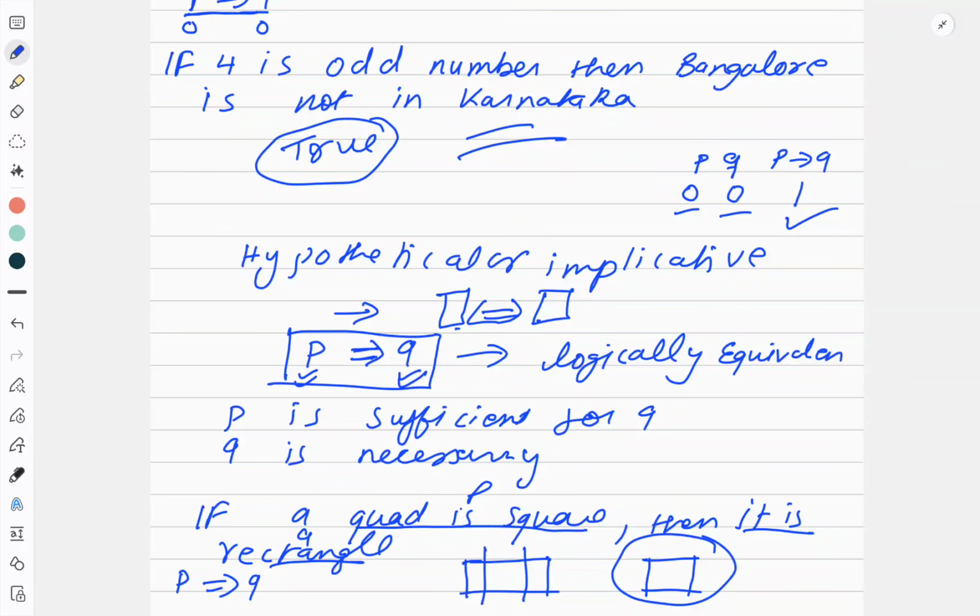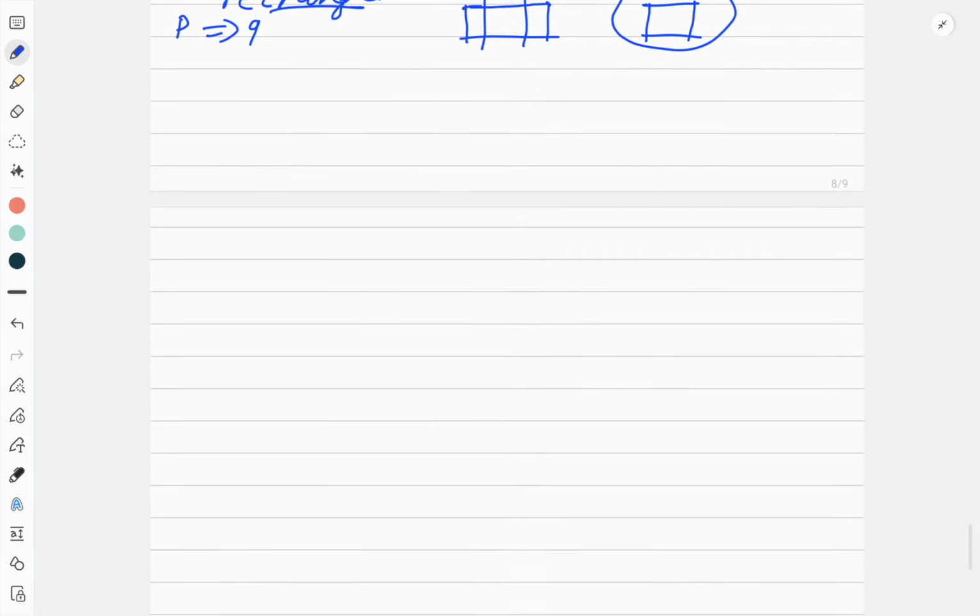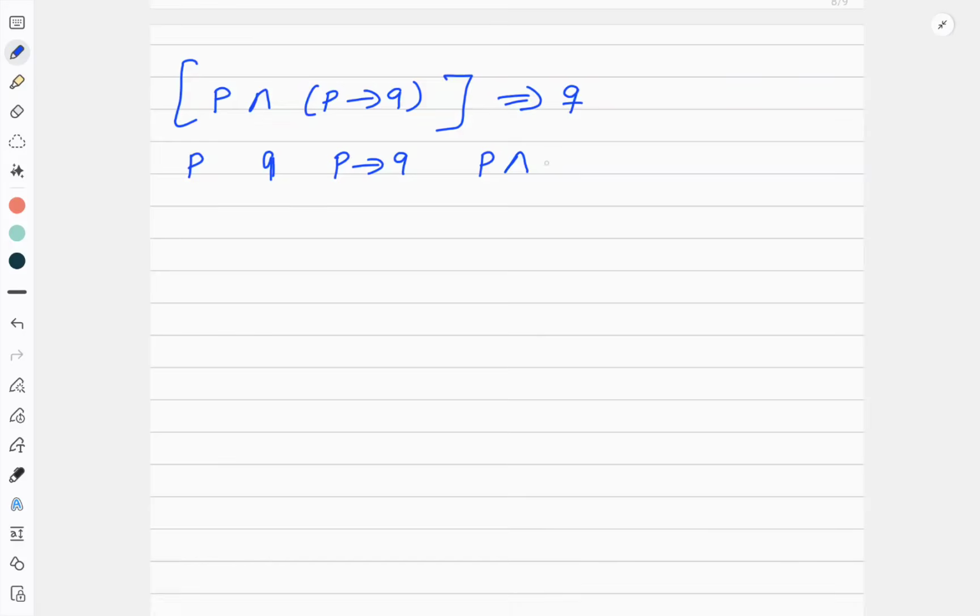So now how can I ask you a question based on this concept, right? Again you have to make the truth table. As I spoke about the necessary and sufficient condition, we will use that concept only to solve the question. Now let us see the first question. Suppose my question is P and P implies Q. You have to check whether they are logically equivalent or not. So how will I do it? I'll make the table: P, Q, P implies Q, P and P implies Q.